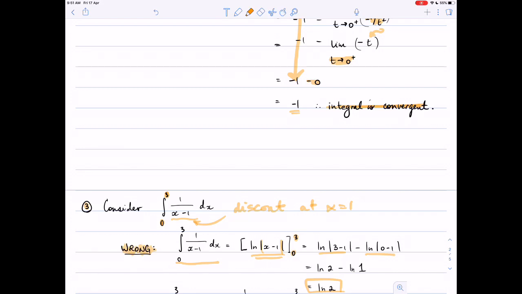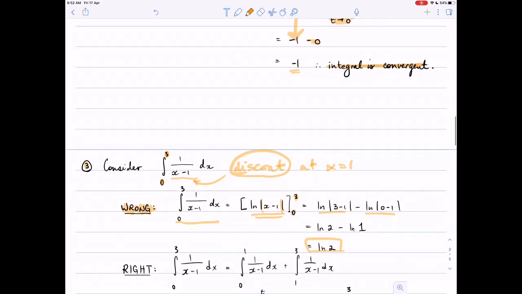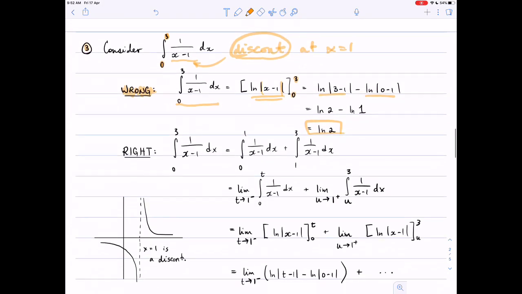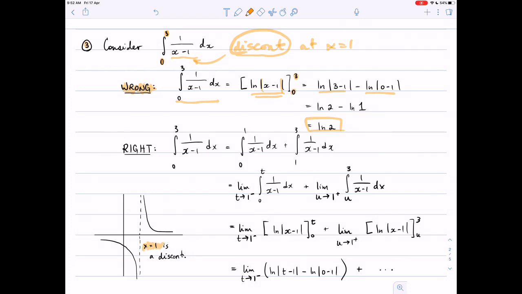You would be wrong because you have used the fundamental theorem, which applies to continuous functions, and our function is discontinuous in this interval. So what do we do? What is the right way of doing this instead? So here is our function. x equals 1 is a discontinuity. The correct way of doing it is what part C of our definition up there told us, to split this integral up at the discontinuity.